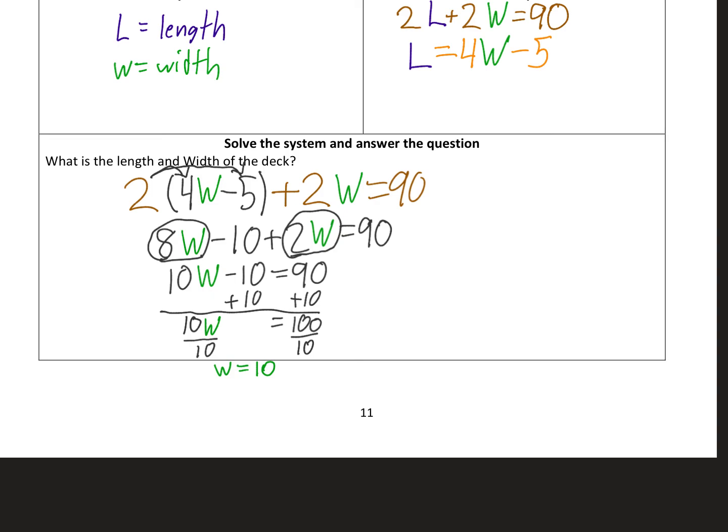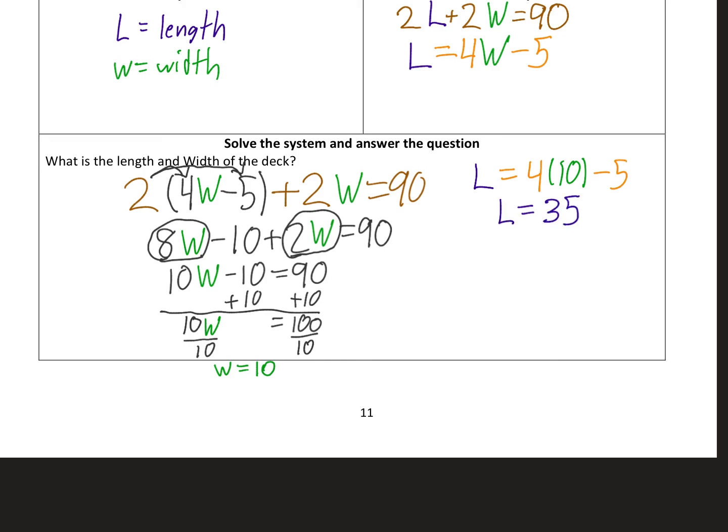Now that we know the width, how do we get the length? Well, we have this nice little formula, L equals 4W minus 5, so we can plug in our value for W, which is 10, into the formula, getting us L equals 4 times 10 minus 5, which 4 times 10 is 40, minus 5 will be 35. So the length must be 35.